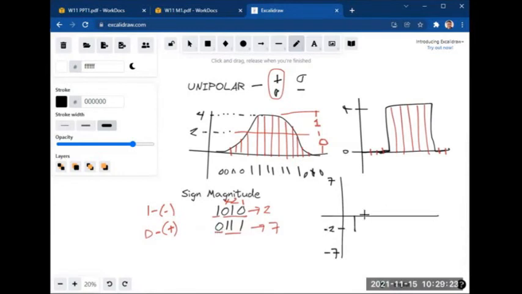While 0, 1, 1, 1 will be equal to positive 7. Okay. So this is for sign magnitude.